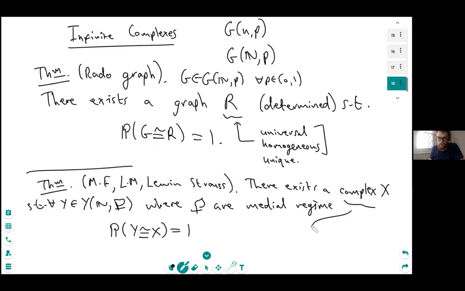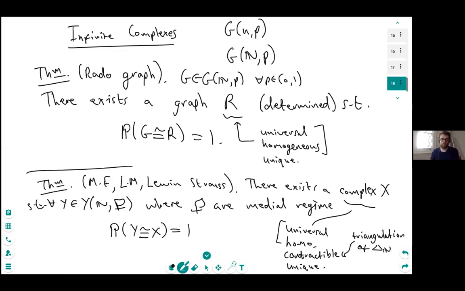And moreover, what does this complex have? It's universal, so any finite or countable simplicial complex can be embedded as an induced subcomplex. It's homogeneous: every partial isomorphism of the complex, every mapping from vertices to vertices, can be extended to a full isomorphism. And very surprising for me, it's contractible. In fact, it's a triangulation of the infinite simplex. And again, it's unique: any simplicial complex that has these two properties is the same up to isomorphism.